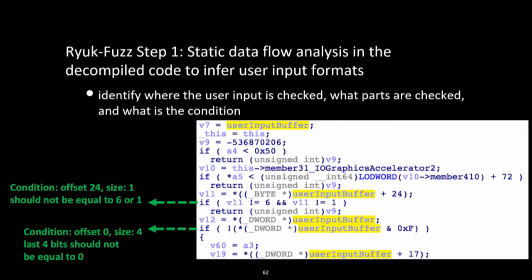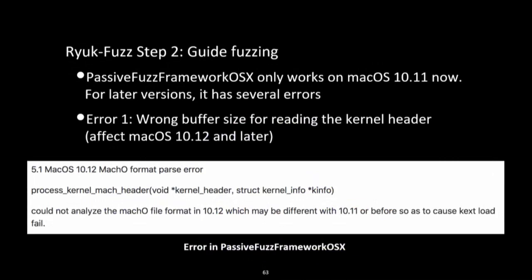In the first step, we perform static data flow analysis on the decompiled code to identify whether user input is checked in conditions, what parts are checked, and what the condition is. Just like this figure shows, we can identify that the value at offset 24 with size 1 should not be equal to 6 or 1 in order to avoid this failed path. Then we can know the driver's requirements on user inputs for different execution paths and use such knowledge to guide fuzzing.